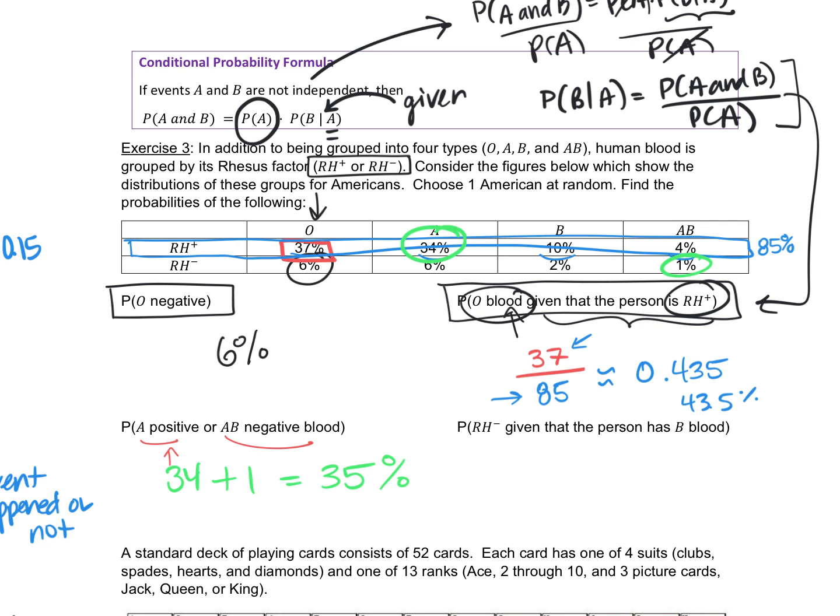For the last one, it says RH negative, but again, we're given that that person has B blood. So we're going to look at the B blood. B blood is right here, and that's actually 12% of this population. So the probability that they're negative, knowing they're in that little population, is going to be that 2. So we're going to have 2 out of that 12, which is 1/6, and as a decimal will be about 0.17. So we can say it's about 17%. Knowing that they have B blood, there's a 17% probability that it would be negative.